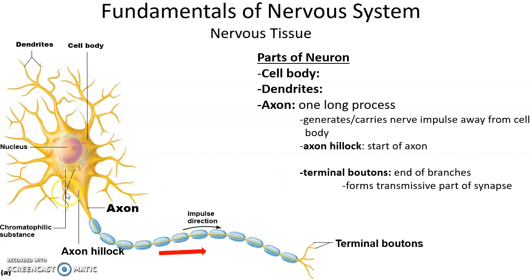The start of an axon is called the axon hillock. This is sort of a cone-shaped structure coming off of the neuron's cell body. And again, at the very end of the axon are tiny little widened areas called the terminal boutons. They will connect to a cell, a neuron, or an effector cell, and transmit information at that connection.